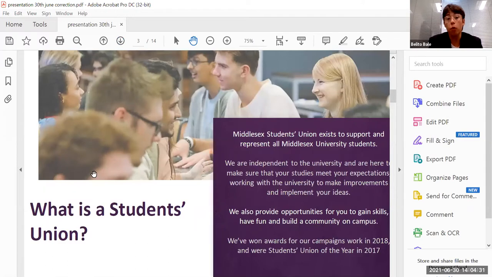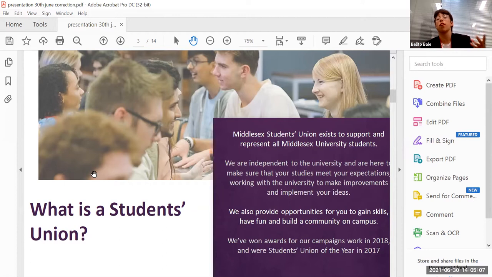As I said before, Middlesex Student Union exists to support and represent all Middlesex University students. When you join Middlesex, you're automatically a member of the SU. You don't have to do anything, you just are because you're a student here. We're independent of the university, so we can offer you slightly different support services than the university can. We're able to offer you a free confidential advice service that can give you advice on any academic problems you have with your studies, any emotional problems and things you need to talk through. We make sure you have a lot of support in that.